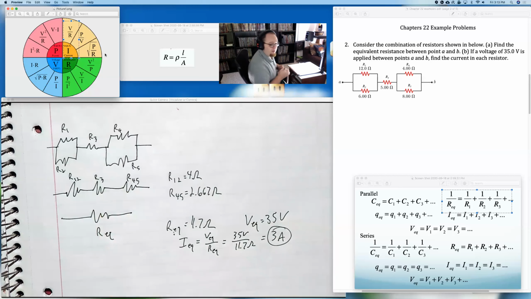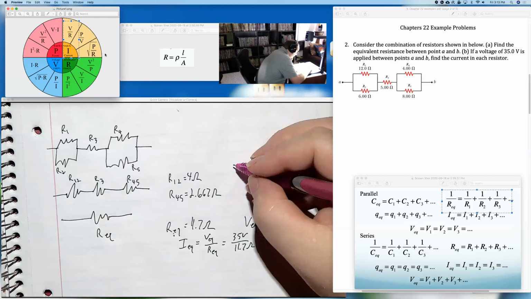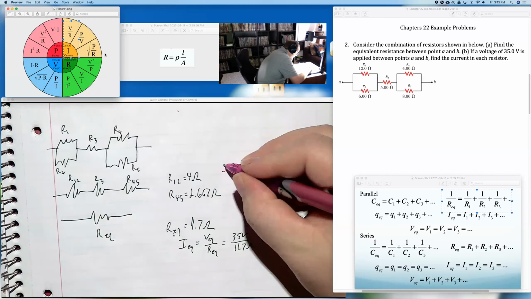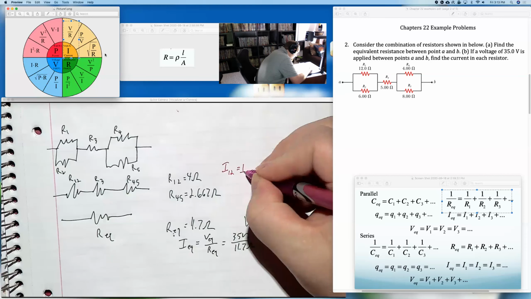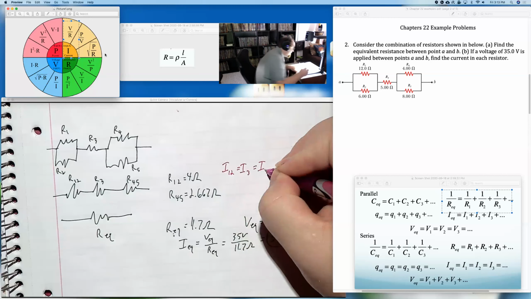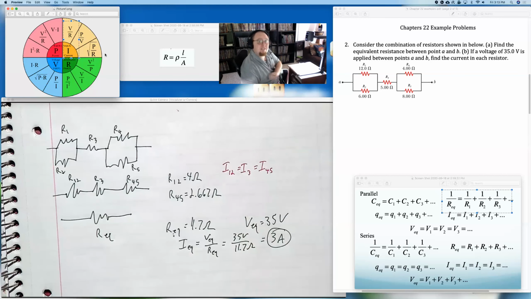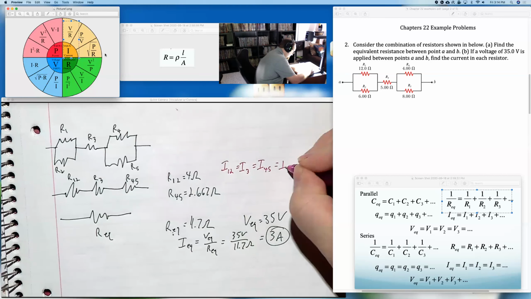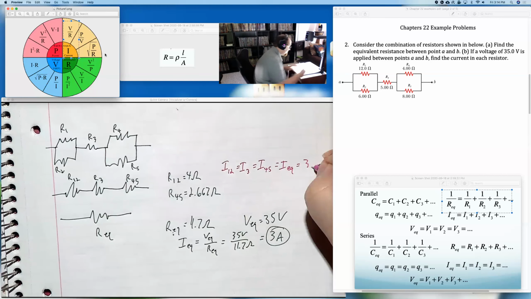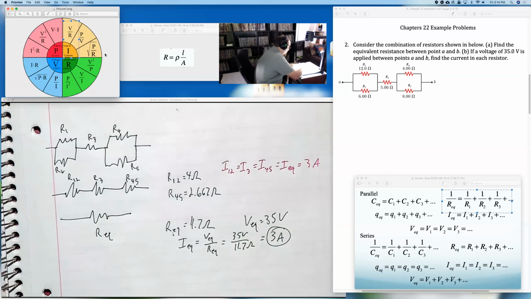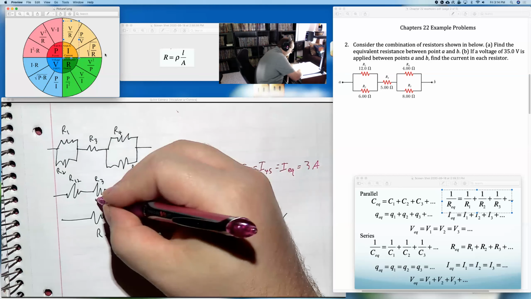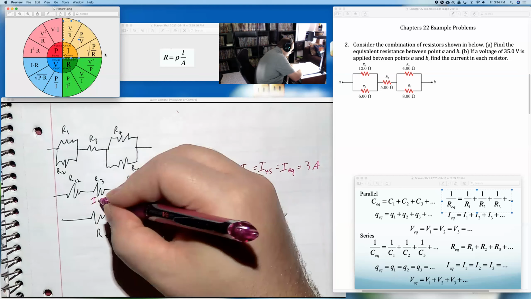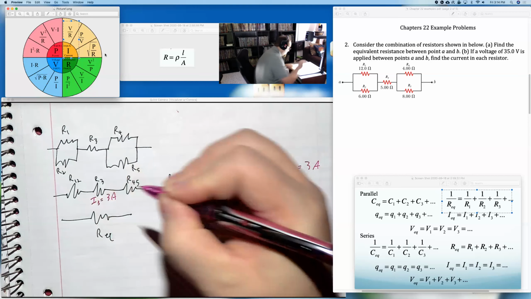But here's the thing, they're in series. In series, all resistors have the same current. I12 equals I3 equals I45. And that current is the same as the equivalent. And there we go. I know that the current through all 3 is 3 amps.